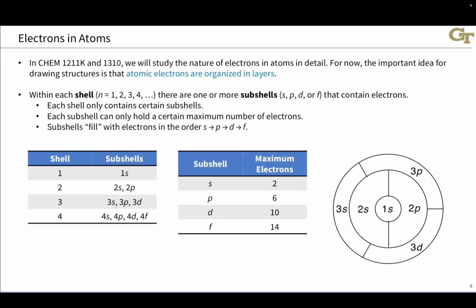Let's talk about electrons in atoms. The most important idea when you're starting out with thinking about electrons within molecules and even within atoms on a bit of a deeper level than just they're there, is that atomic electrons are organized in layers. Atomic electrons are organized in layers. There's an innermost layer and then a layer after that one and a layer after that one until we essentially run out of electrons, right? And we've reached the outer edge of the atom, if you will.